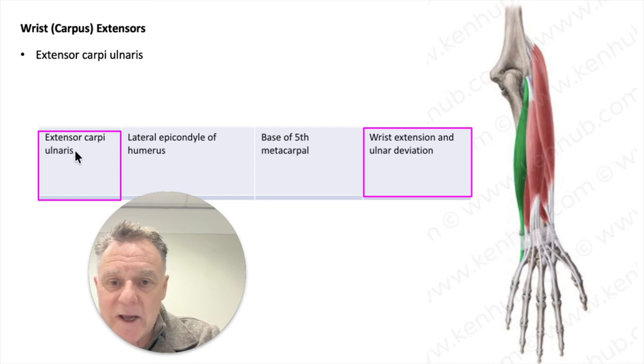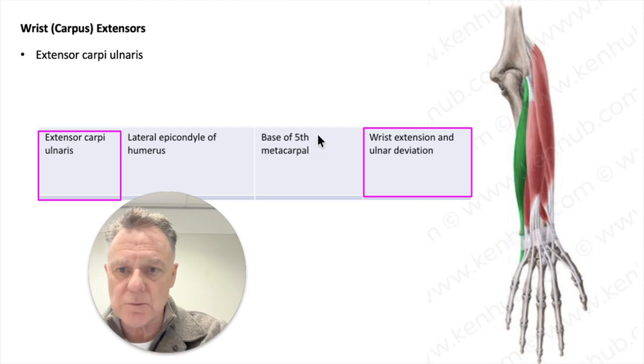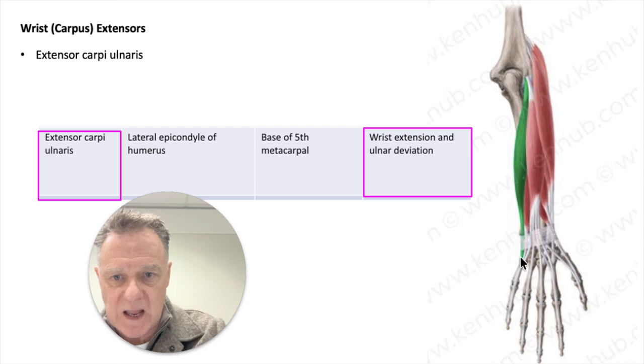Extensor carpi ulnaris, it sort of gives you an idea of where it's heading. Lateral epicondyle of the humerus down into the base of the fifth metacarpal. So it's going to extend the wrist and ulnar deviate. So we're looking obviously at the ulnar here because the radius is over here. So this is in a pronated hand.